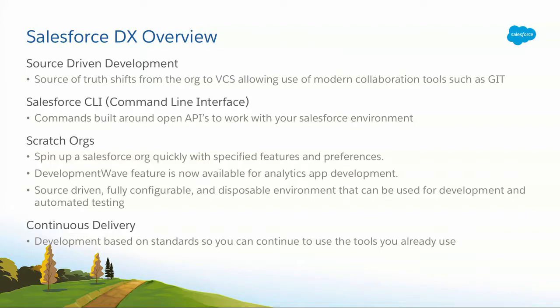Scratch orgs are a way to quickly spin up a Salesforce environment the way you want it to look. For example, for analytics, there's a lot you need to do to make analytics happen in an org. You have to enable licenses. You can now specify this development wave scratch org feature in your scratch org config, and then you spin up from the command line an org that is ready to work with analytics applications. These scratch orgs are source-driven, configurable, and when you're done with them, throw them away. It's not meant to be a long-living source of truth.